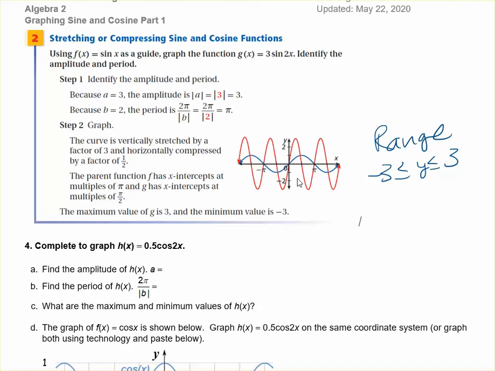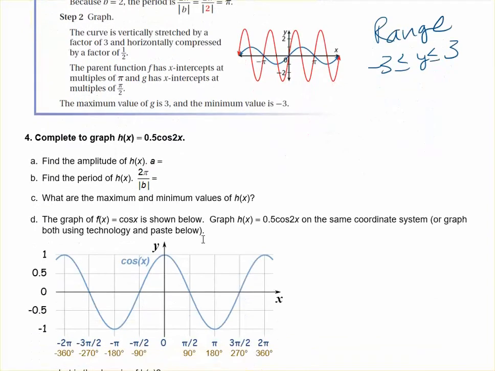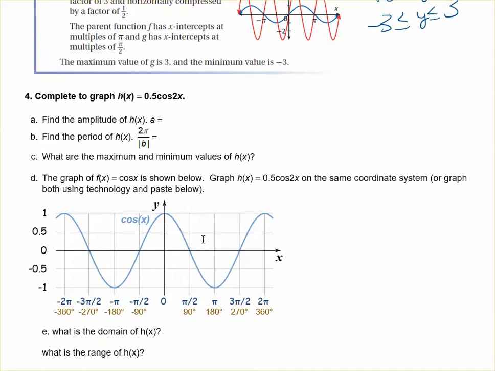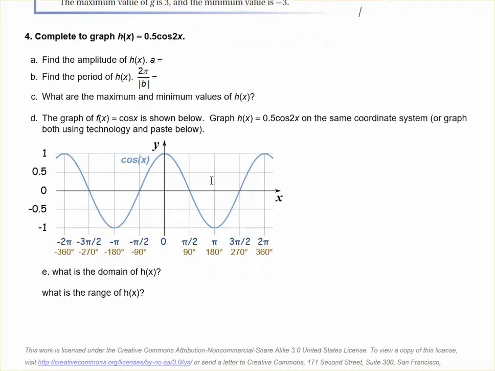All right, so let's go on to number 4. So on number 4, we are going to do exactly what we just said with the problem to do for you. So we are going to graph 0.5 cosine of 2x, and the graph of cosine of x is already here to help us out with that. So we'll graph this one by hand, and then we'll look at Desmos, how we can do this in Desmos.